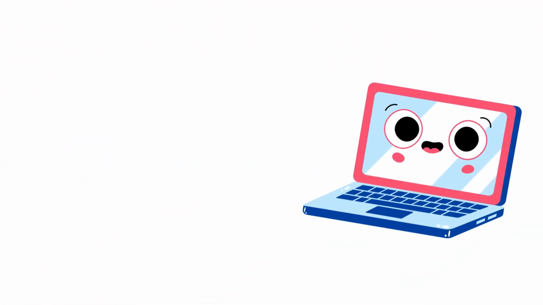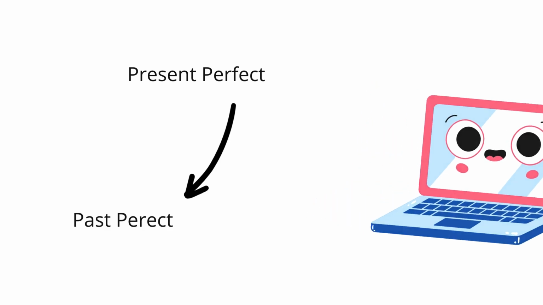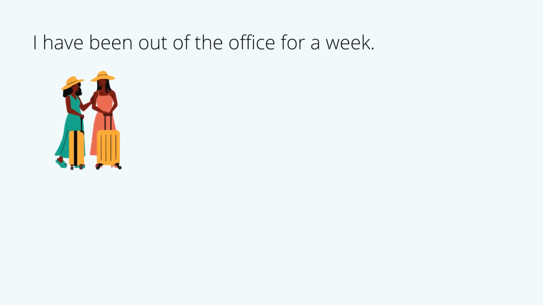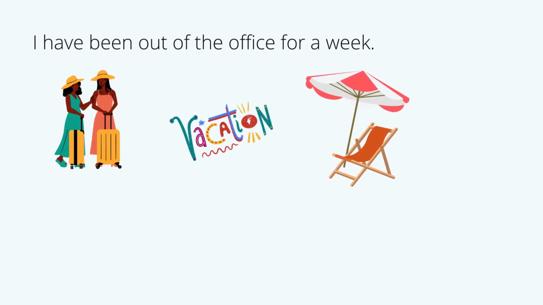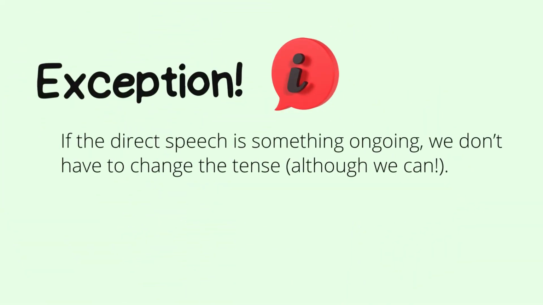Here's another example. Direct speech that uses the present perfect tense would use the past perfect tense in reported speech. For example, "I have been out of the office for a week" would become, "She said that she has been out of the office for a week."